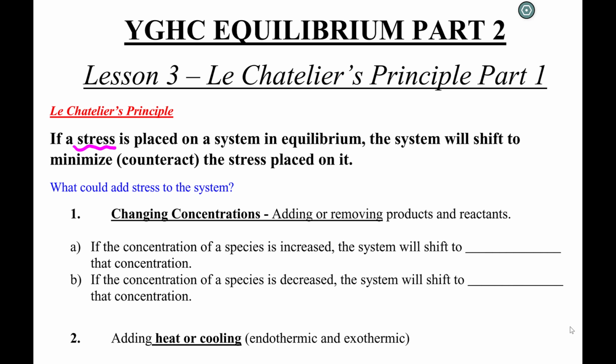Now remember, we've calculated K values, which are constants. If you're constant, that means you have to be constant and unchanging. The only way we can actually change an equilibrium constant is through heating or cooling a system, because we're actually changing the kinetic energy of the particles.